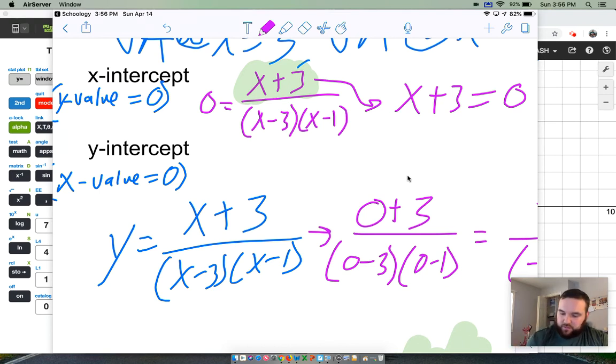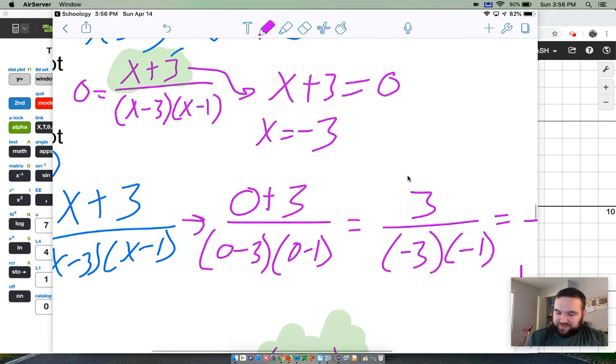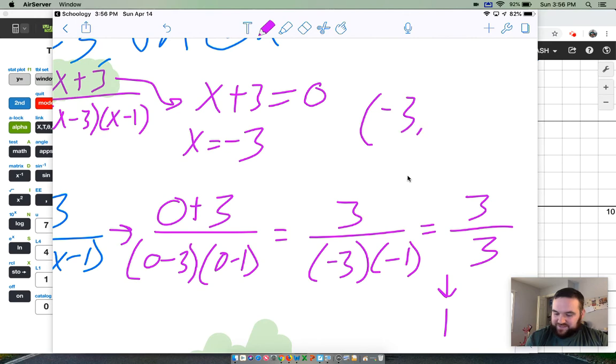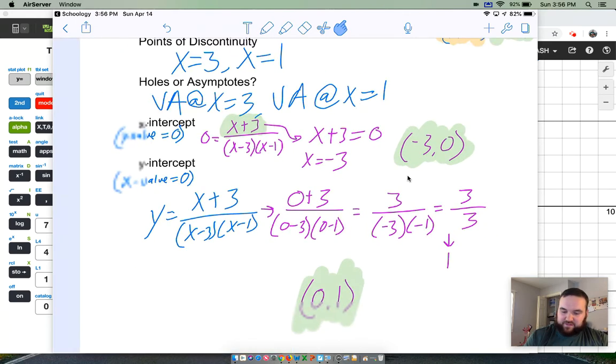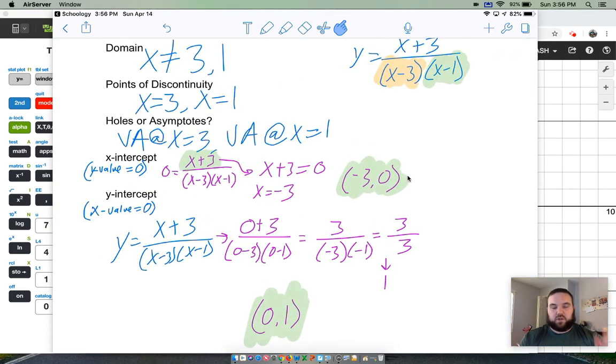will make 0 here. And as we can see, it's going to be -3, which means (-3, 0) is the spot where my graph crosses the x-axis. Okay, so x-intercept, y has to be 0; y-intercept, x has to be 0. I'm going to put this into Desmos.